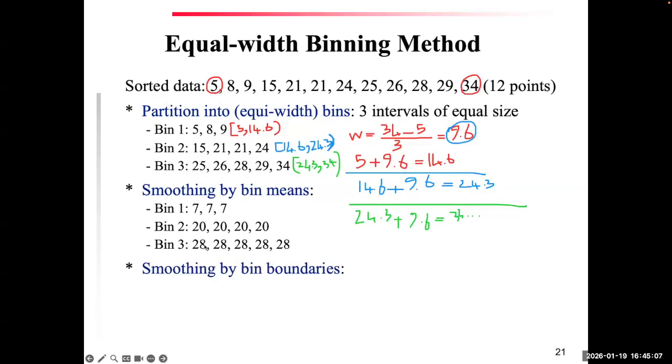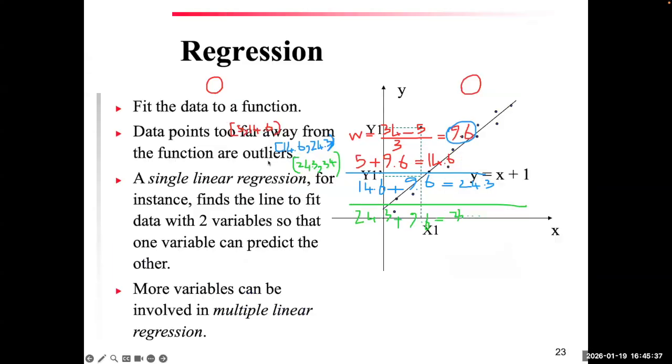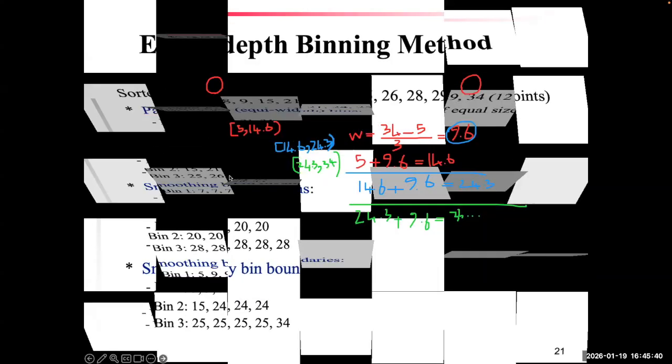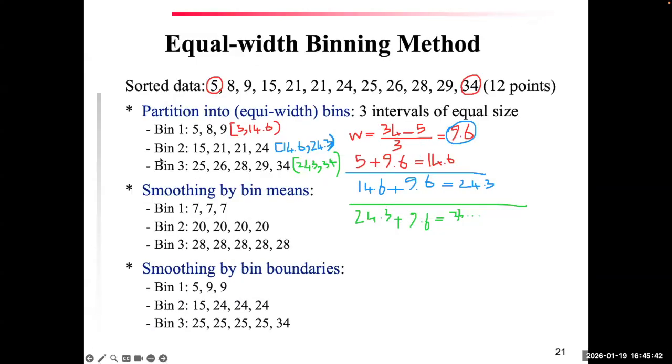And the other method is smoothing by bin boundaries. If you want to smooth by bin boundaries, it means that you have to replace each value with the nearest boundary. So what is the boundary? The boundary of each bin is the minimum or maximum of the bin. For example, bin 1, what are the boundaries? 5 and 9, right? Bin 2, what are the boundaries? 15 and 24. Bin 3, what are the boundaries? 25 and 34. So the min and max of each bin, those are the boundaries of the bin.